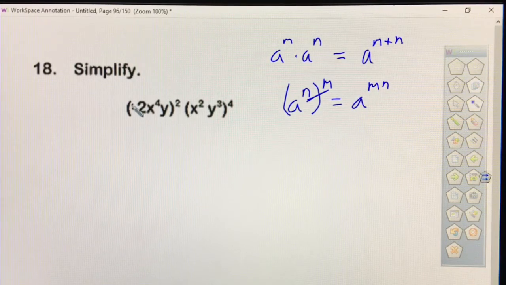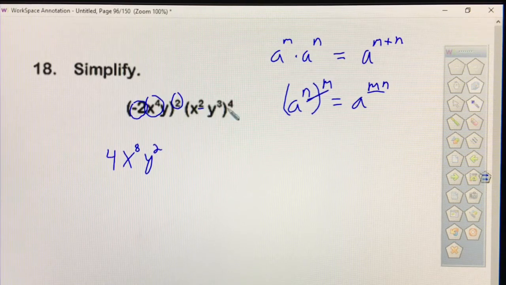So this is going to be -2 to the second power. That's going to give me 4. The negative is positive. Then x to the 4th to the second, m to the n, that's going to give me x to the 8th. We don't add them, we multiply them. Y to the second, x to the second to the 4th gives me x to the 8th again. Y to the 3rd to the 4th gives me y to the 12th.